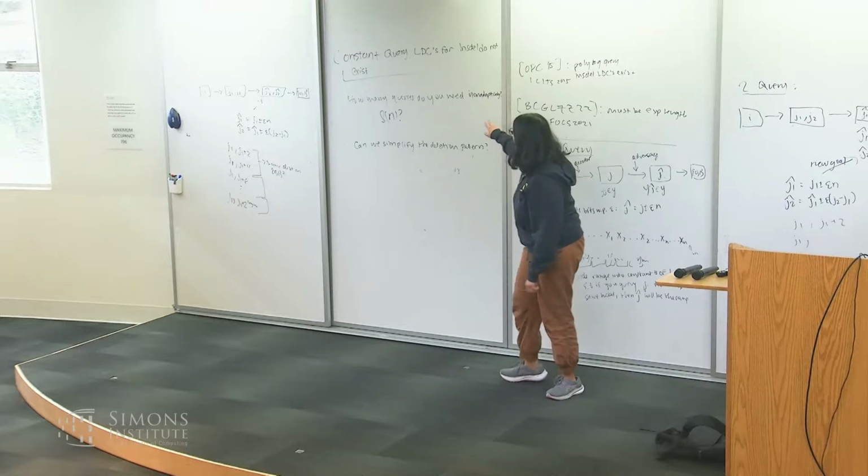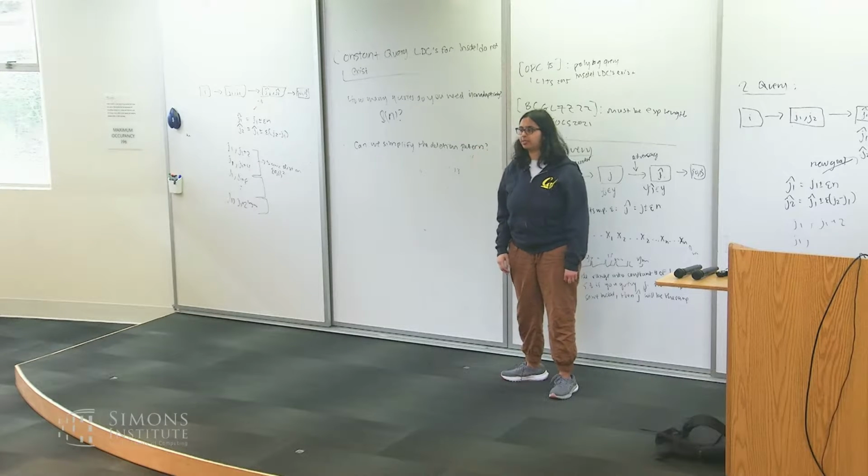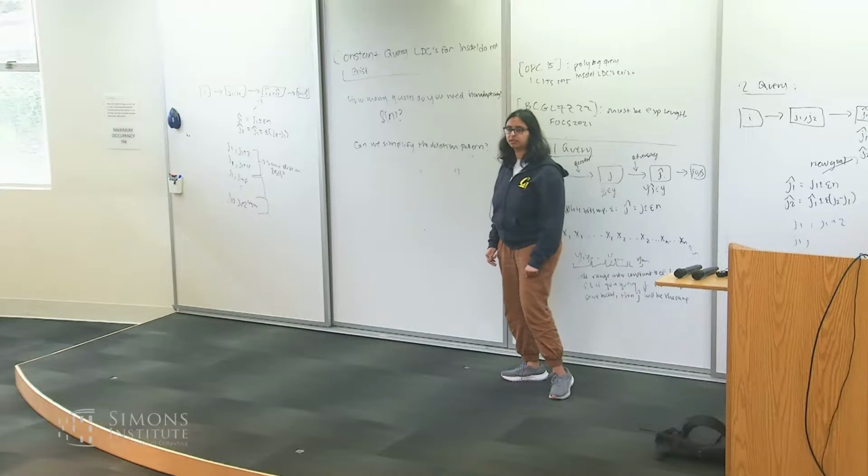I think this conjecture would imply no alphabet should work, right? Yeah. Okay. I think my proof will only imply that constant alphabet won't work. I don't think my proof will tell you that anything beyond constant alphabet will work.